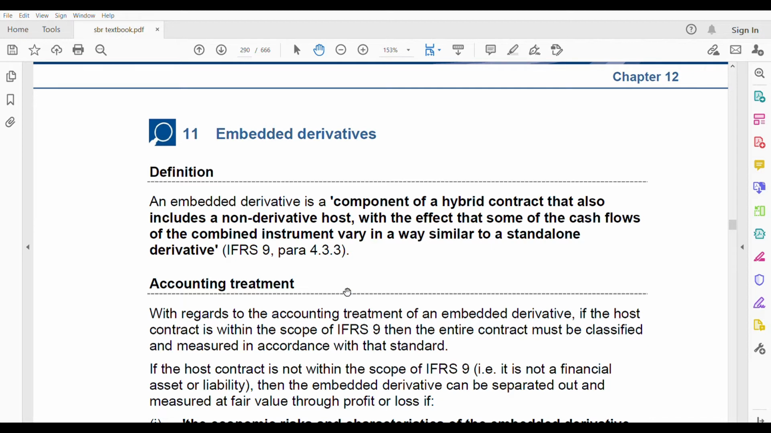An embedded derivative is a component of a hybrid contract that also includes a non-derivative host, with the effect that some of the cash flows of the combined instrument vary in a way very similar to a standalone derivative. So it has a derivative and a non-derivative under one contract only. Partially it is non-derivative, partially it is derivative. So how do you account for it?